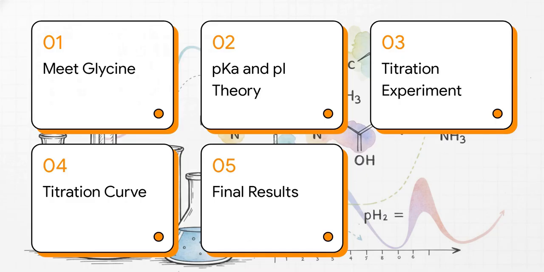First, meeting the amino acid glycine. Then, understanding pKa and Pi. After that, we'll walk through the titration experiment, learn how to read the titration curve, and finally, calculate our final results. Let's get right into it.